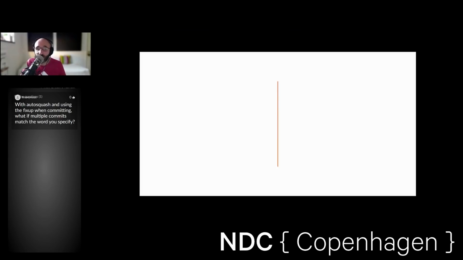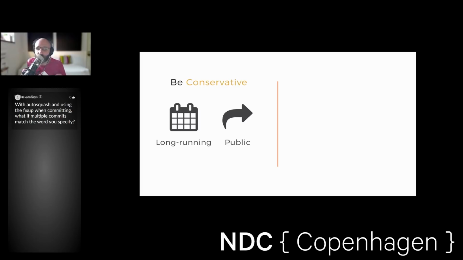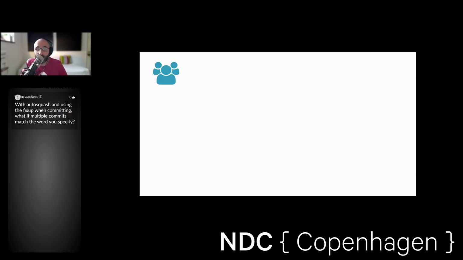So that means that long-running public branches, you should try to be conservative with them. Don't have too many long-running branches and don't have too many public branches. Keep that number of branches low. On the other hand, topic branches and branches that only you have, use them as much as possible, because that's what Git is about. Branching is cheap, and so you should use it to your own advantage. Now, the other tip is about merging.